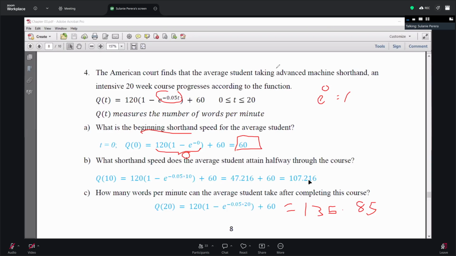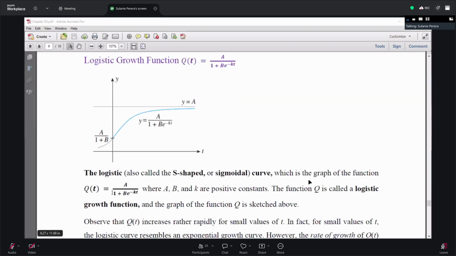So far, we learned three models, right? Exponential growth, exponential decay, and this learning curve. And the last model is the logistic growth function.